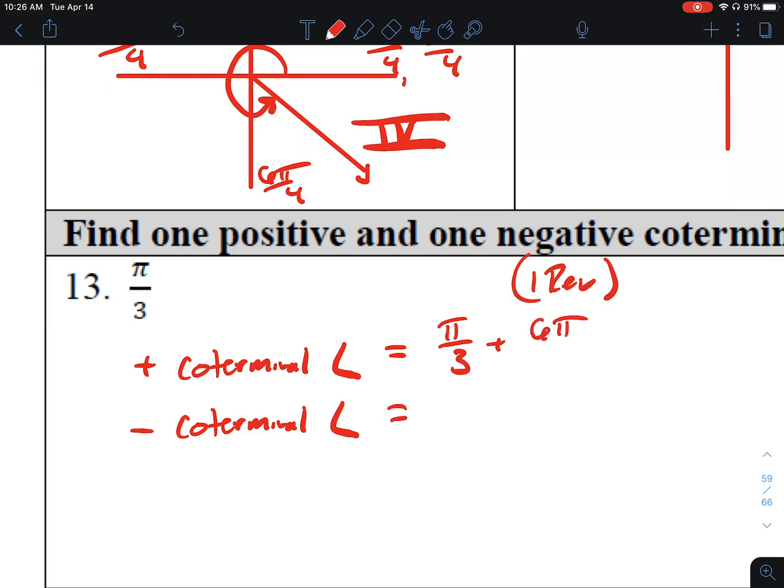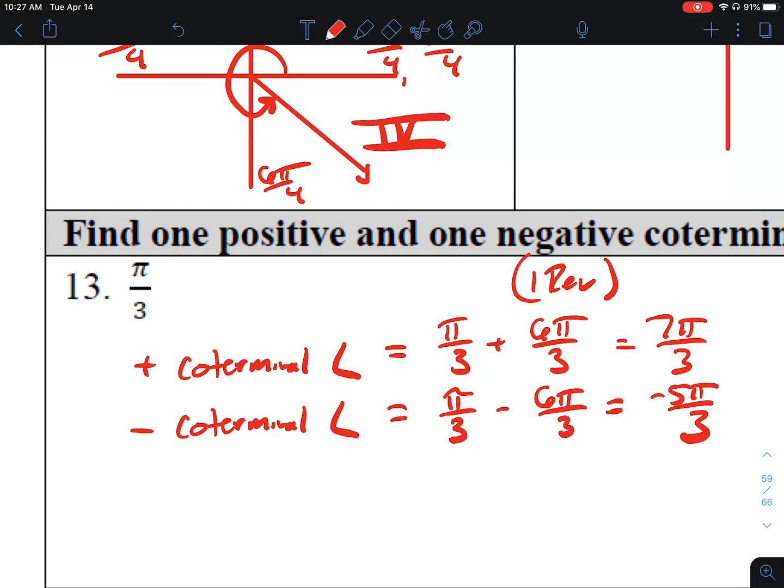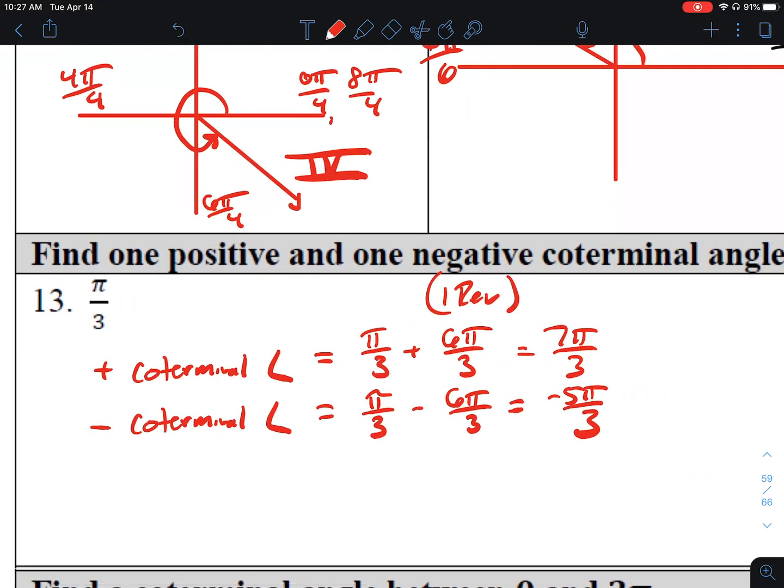If you want common denominators, that's going to be 6 pi over 3. That's going to give us 7 pi over 3. Pi over 3 and 7 pi over 3, their terminal sides would terminate in the same location. To find a negative coterminal angle, we're going to subtract a complete revolution or multiples of complete revolutions. So this is a possible answer for that. There are an infinite number of correct answers for 13, depending on how many revolutions you choose.